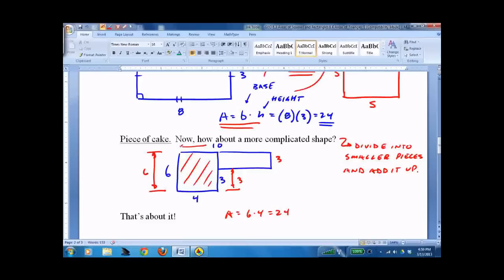This whole area is 10. Yeah, that's a little hard to see. Well, if that whole area is 10, this is 4. This would be 6 right here. So I recommend using these arrows so you make sure you keep things straight. That's one area. The other area is 3 times 6 equals 18.